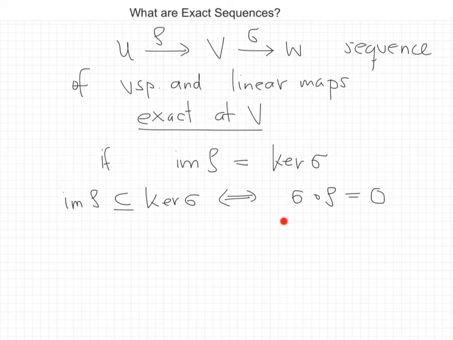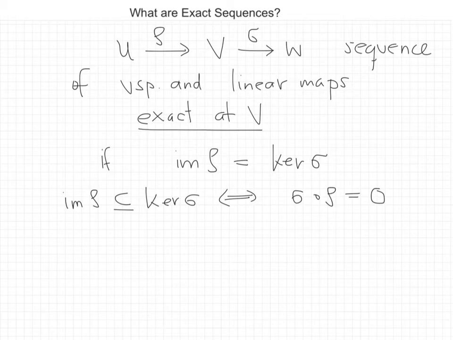The other direction: if I take something in the image of rho and I know it's in the kernel of sigma, why does this show that the composition is 0? Well, more or less by definition. Pick something in U, then rho of U is in the image of rho. Because it's in the image of rho, it's in the kernel of sigma, so if I apply sigma to it, I will get 0. So you see, this is just moving definitions around.